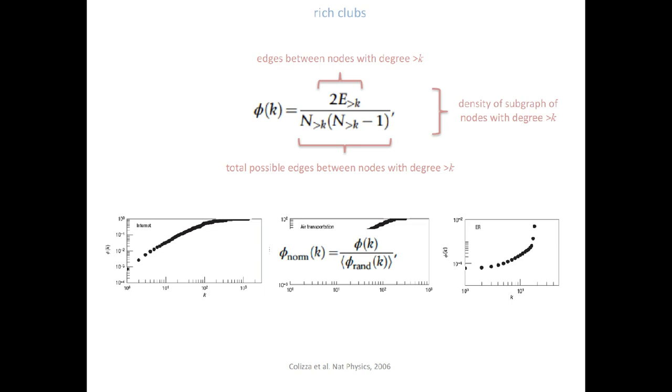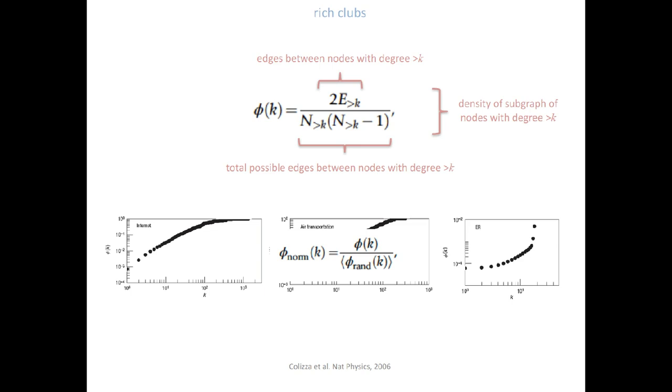So this is looking at the extent to which we can see a rich club. At a given level of K, a given level of degree, we find all of the edges between nodes with a degree greater than K, and we normalize that by the total possible edges. So the numerator is just the number of edges between nodes with a degree greater than a given K. The denominator is just the total possible. So really what we have is the connection density of the subgraph of nodes with a degree greater than K. Right? So what's the proportion of connections I get between nodes with a degree greater than K?